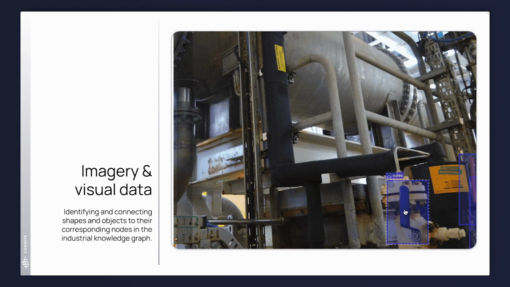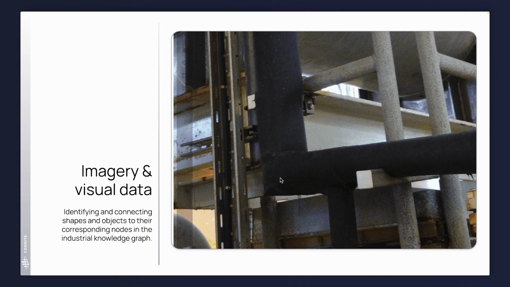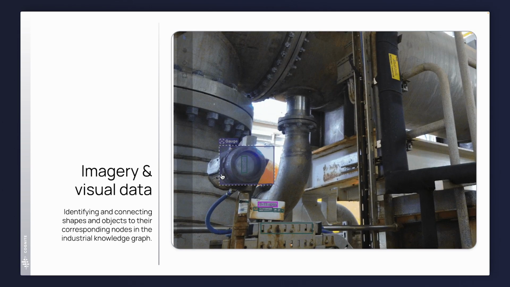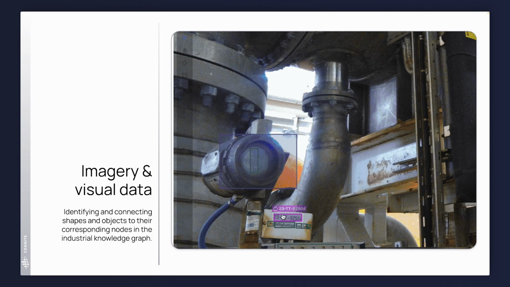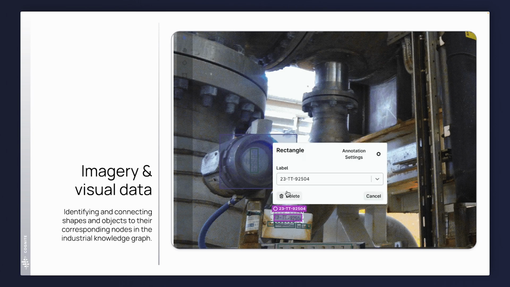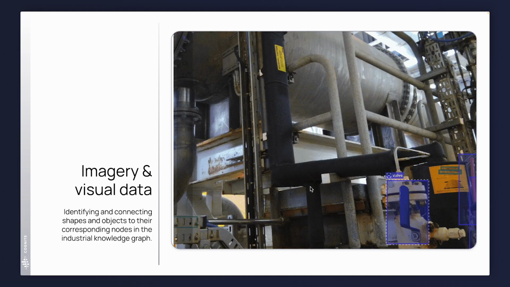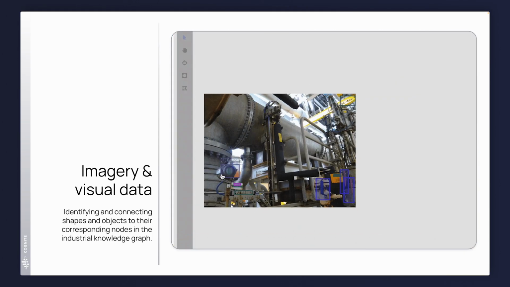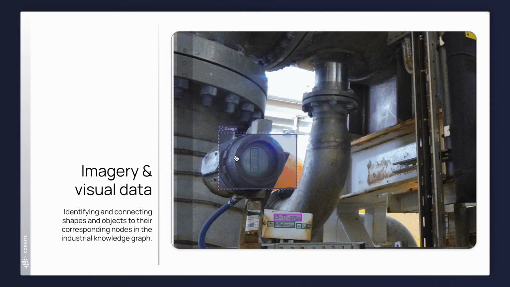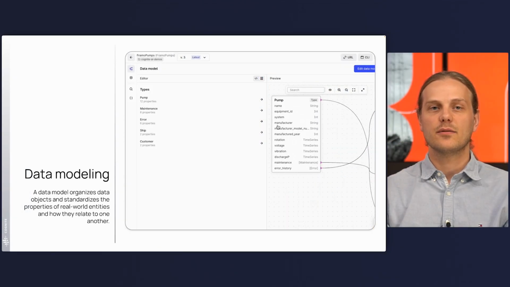Whether they are captured with cameras, drones, or on a mobile phone, images and video data contain valuable information about the state of a facility over time. This form of contextualization is about enriching these files with computer vision by detecting objects, equipment tags, gauges, spills, and more. Last but certainly not least, we have data modeling.